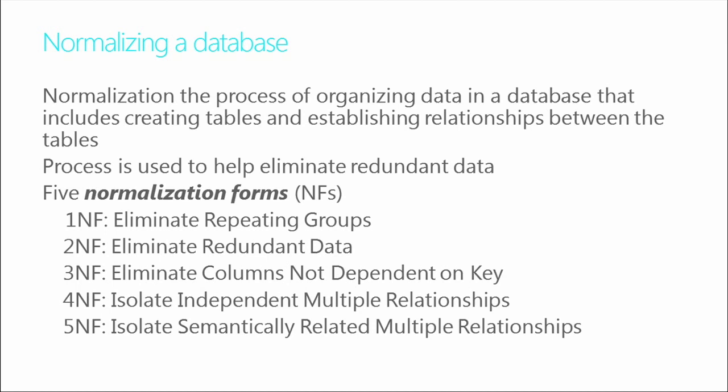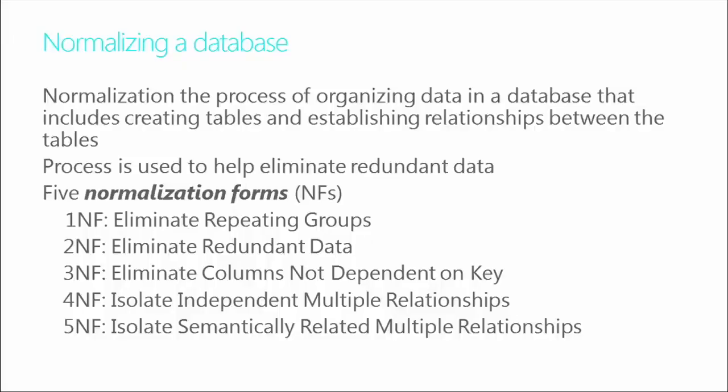So if you look at a spreadsheet that's got thousands of rows and 30, 40, 50 columns across, you're going to see a lot of redundancy. And one of the things that normalization helps with, I should say, is the fact that we can eliminate that redundancy.